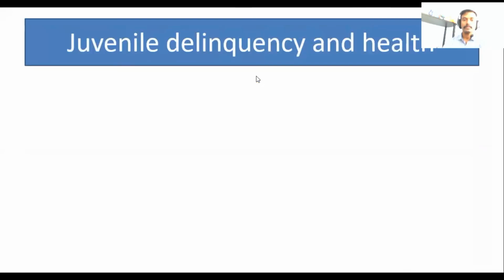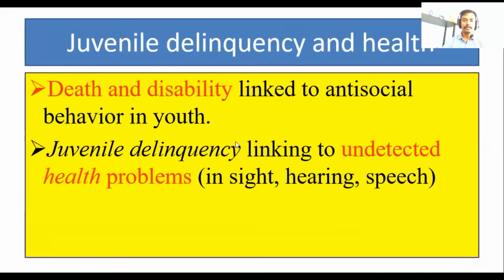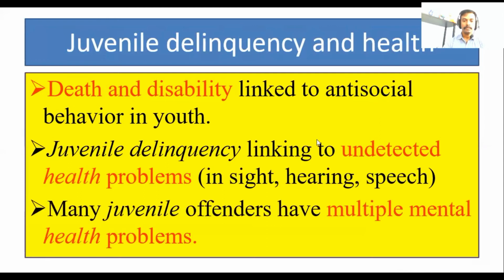Next, juvenile delinquency and health. Death and disability are linked to antisocial behavior in youth. Juvenile delinquency is linked to undetected health problems, mainly sight, hearing, speech. Many juvenile offenders have multiple mental health problems.